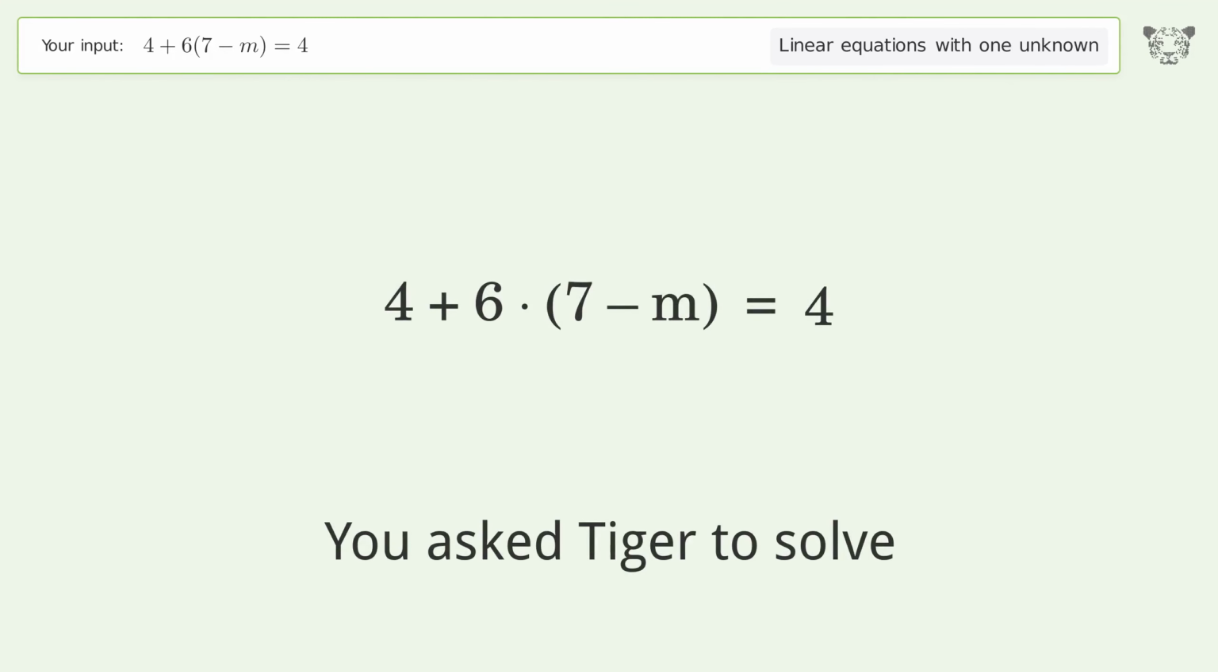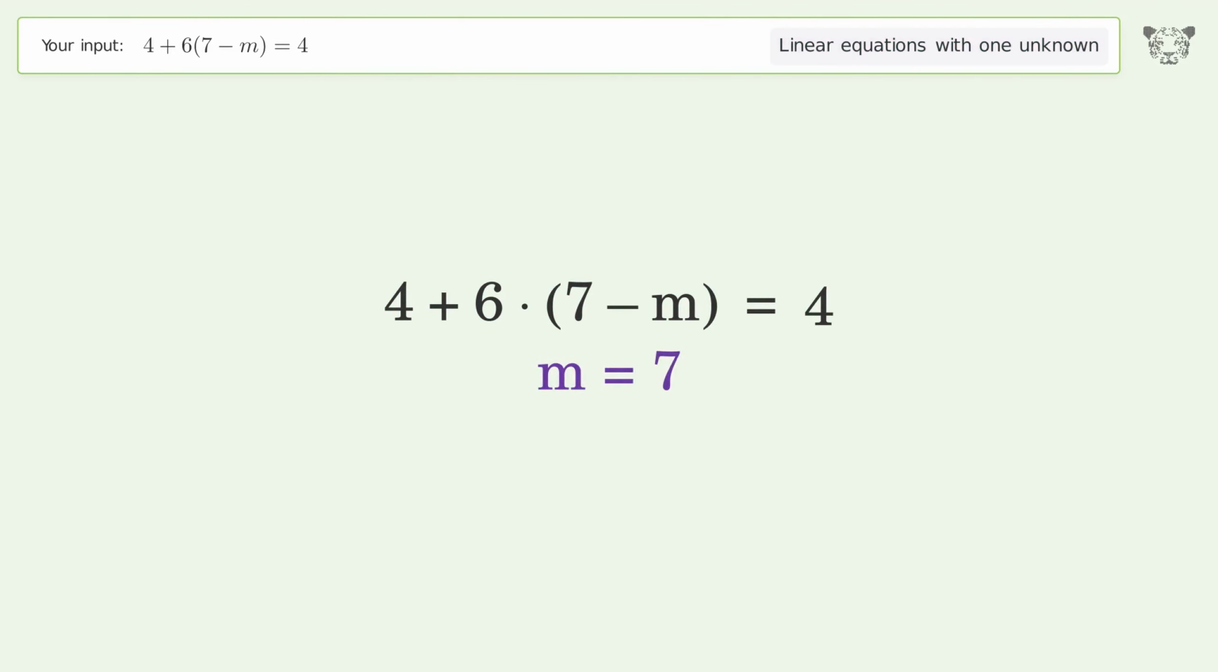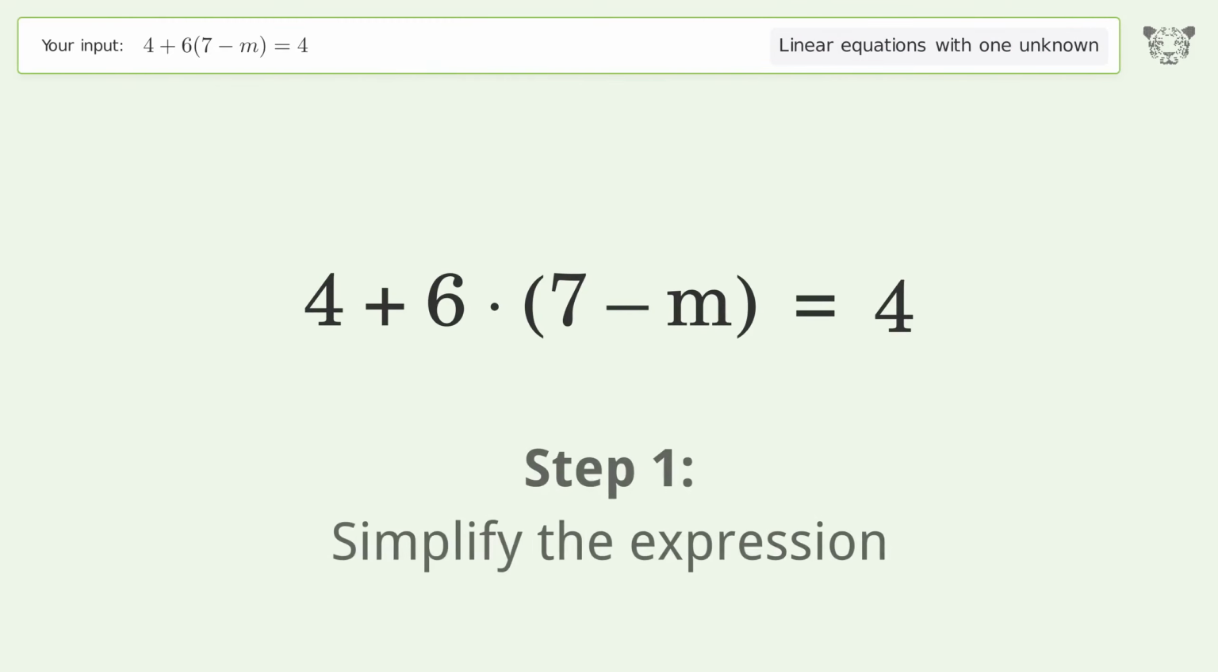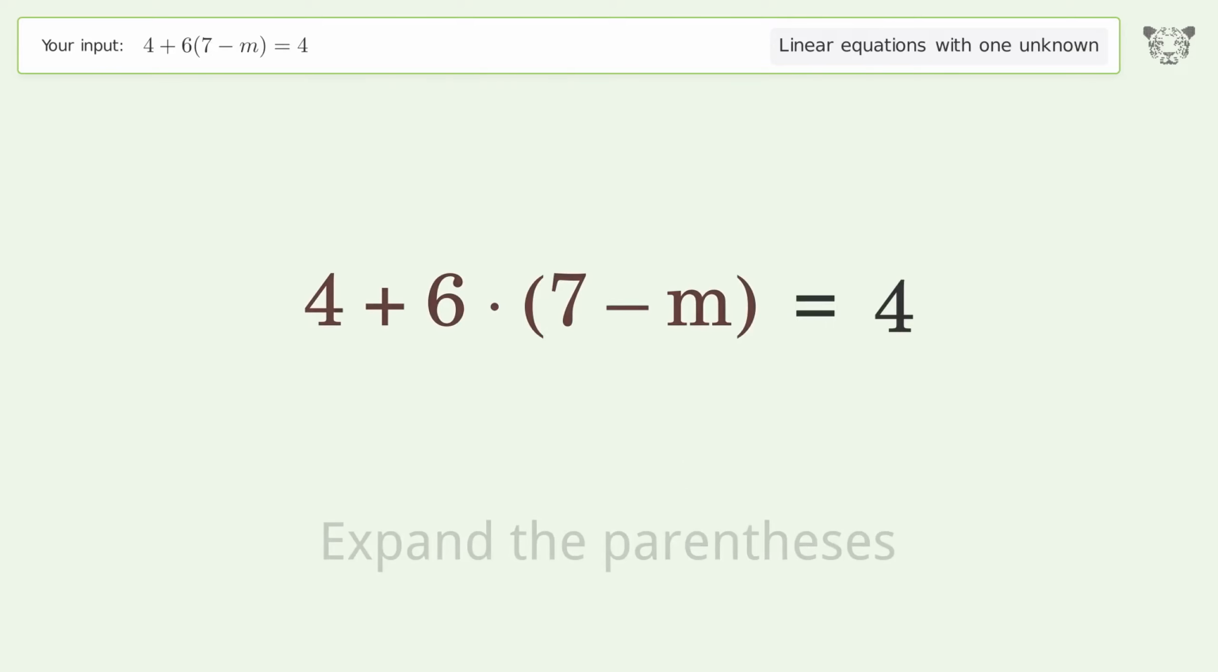You ask Tiger to solve. This deals with linear equations with one unknown. The final result is m equals 7. Let's solve it step by step. Simplify the expression. Expand the parentheses.